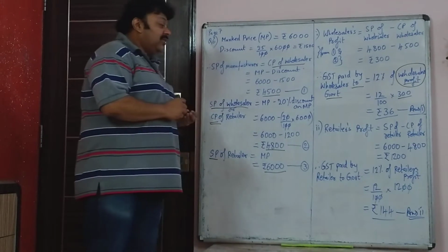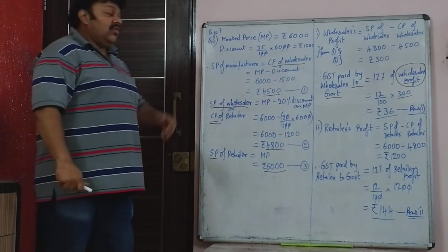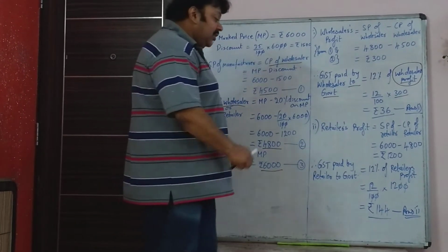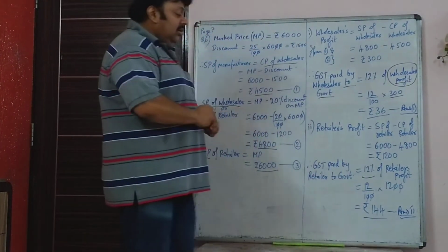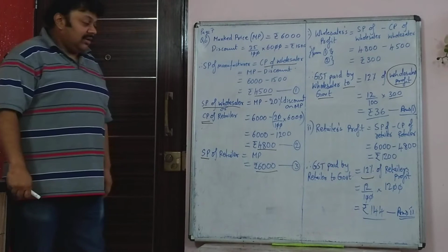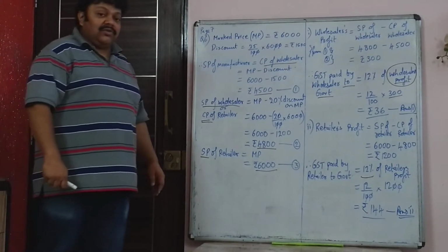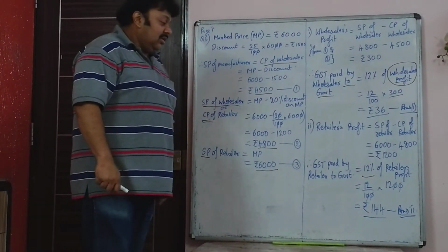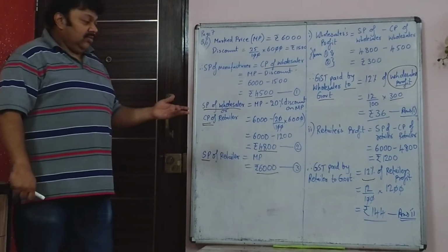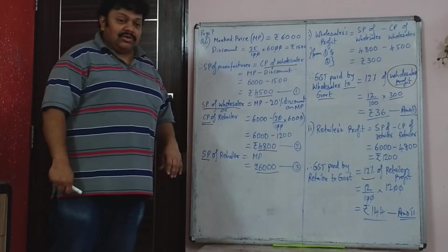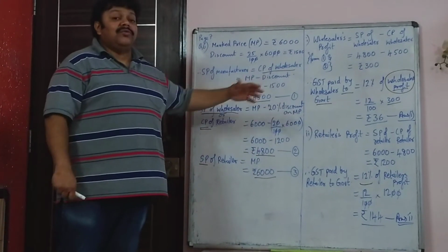So the retailer's profit is 1,200. So on that 1,200 rupee profit, he pays 12% GST. So 12% of 1200, that is rupees 144 GST is paid by the retailer to the government. So this is how the sum works. So you have to find the profit in each stage.